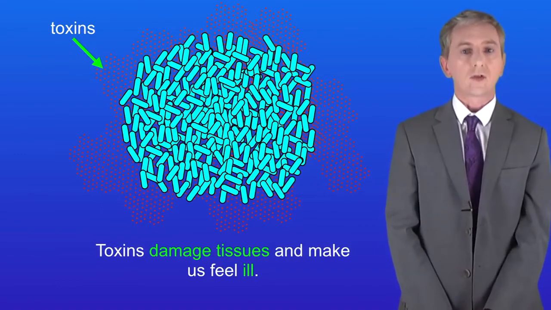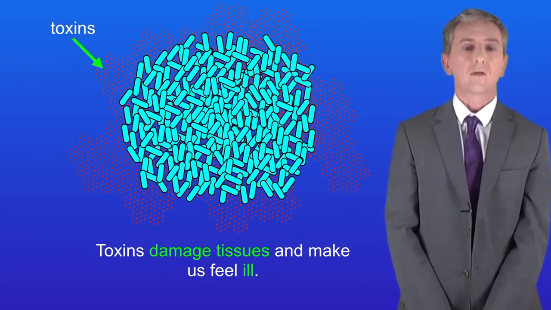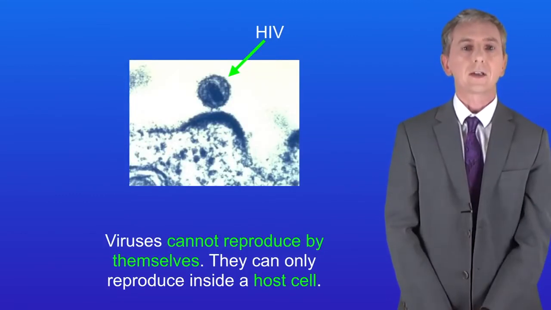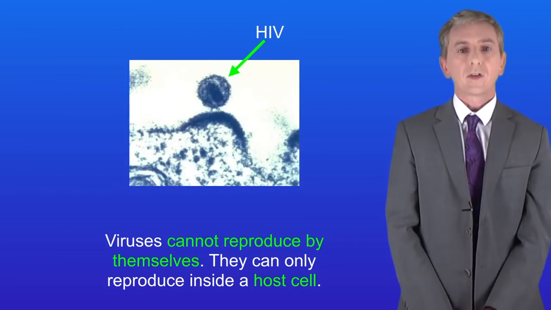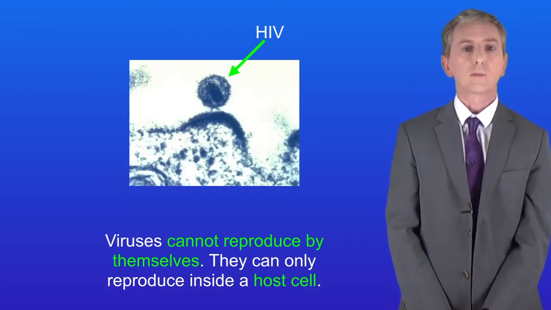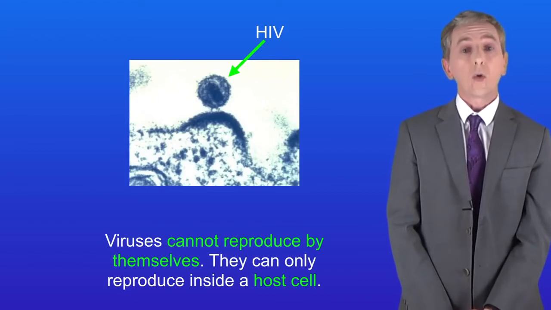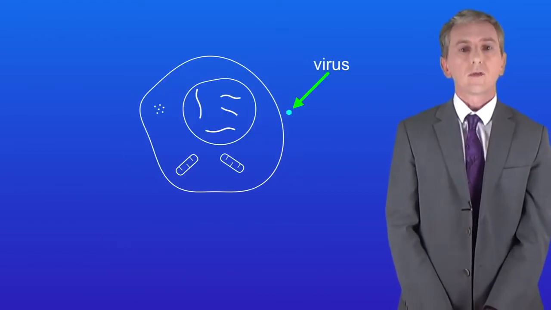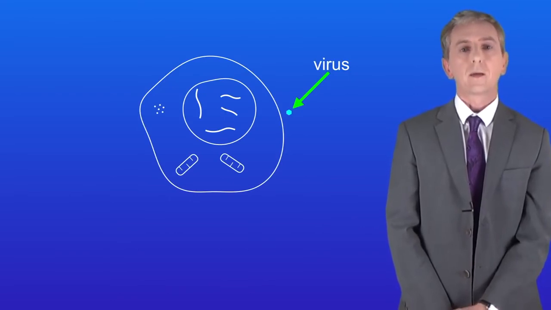Now, another type of pathogen that causes a lot of human diseases are viruses. I'm showing you here the virus HIV, which can lead to AIDS. Viruses are very different to bacteria, and that's because viruses cannot reproduce by themselves. They can only reproduce inside a host cell. This shows a virus and a human cell.